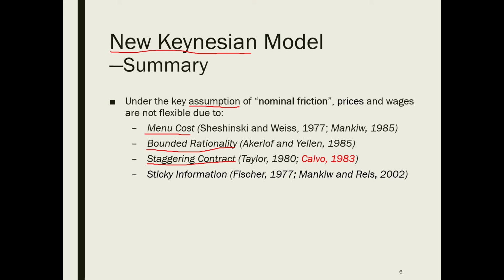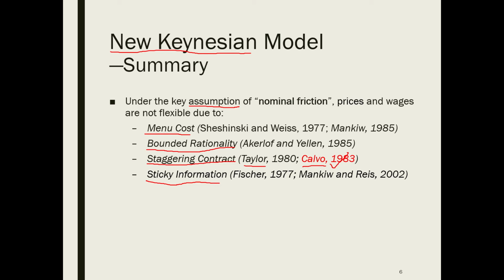And there are 2 types of staggering contract. One is developed by Taylor in 1980, and the other is the Calvo contract developed in 1983. The Calvo contract is the workhorse model used by the Federal Reserve in the US and the Bank of England in the UK. The last type of new Keynesian models is the so-called sticky information model.